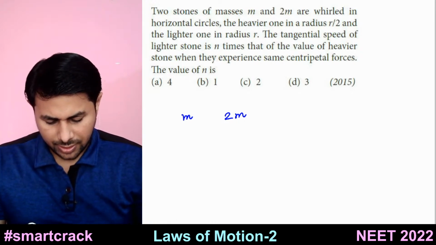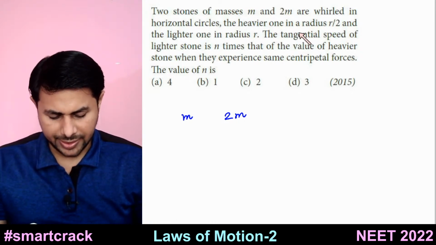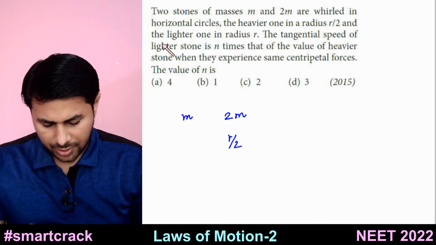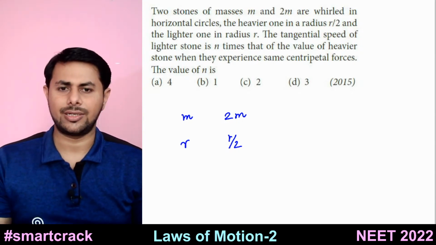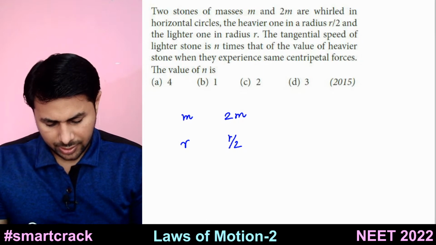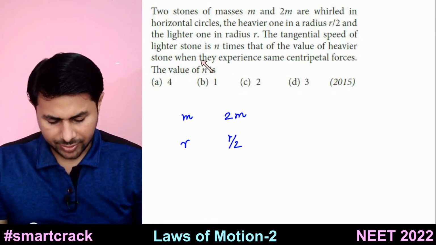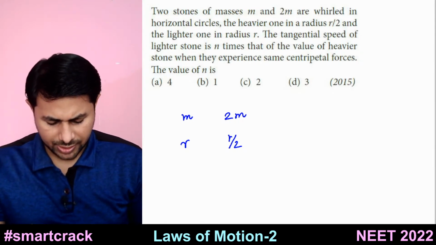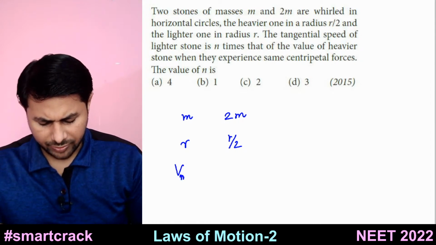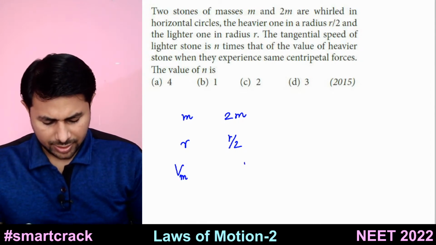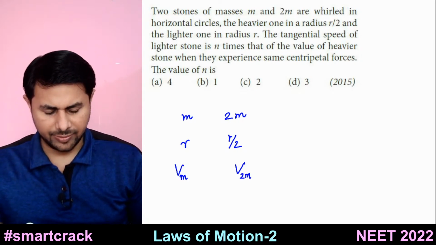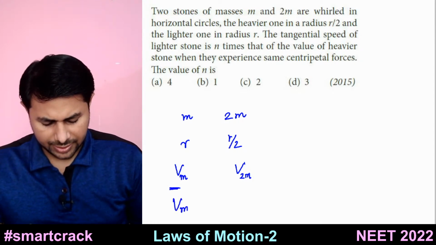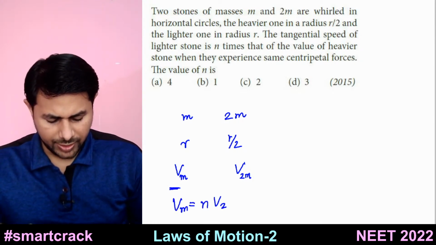So now the heavier one is at radius r by 2, and the lighter one is at radius r. The tangential speed of the lighter stone is n times that of the heavier stone. Let's call the speed of the lighter one v suffix m, and the speed of the heavier one v suffix 2m. So it is given that v m is n times v 2m.